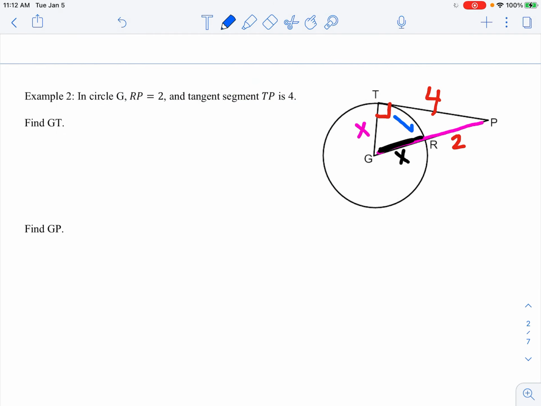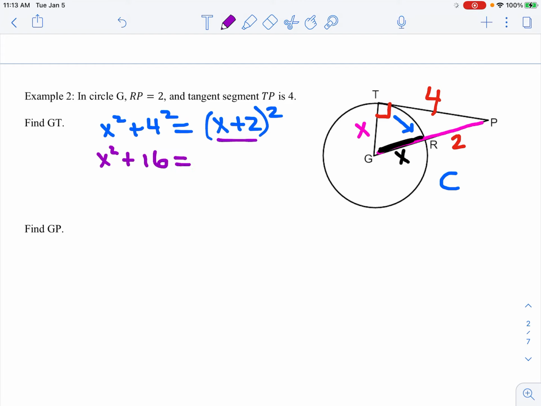Remember, C is across from the 90-degree angle, so this side is my C. So if I set up my Pythagorean theorem, I've got x squared plus 4 squared equals, notice I have x plus 2 on the hypotenuse squared. Now we're going to clean this up and convert them to numbers first. X squared plus 16 equals, and now I need to do some side work for this piece right here, the x plus 2.